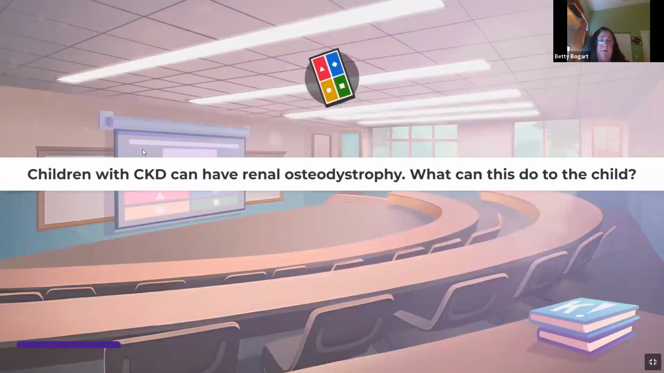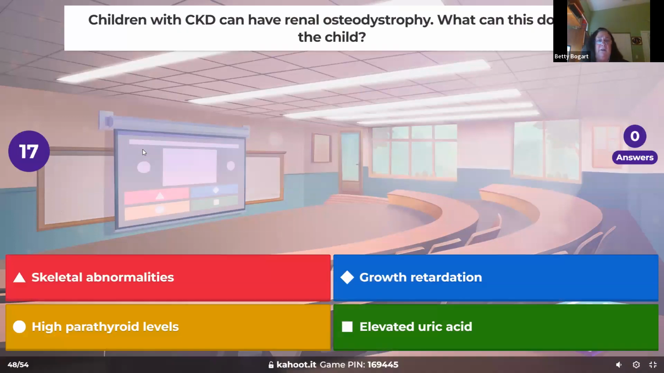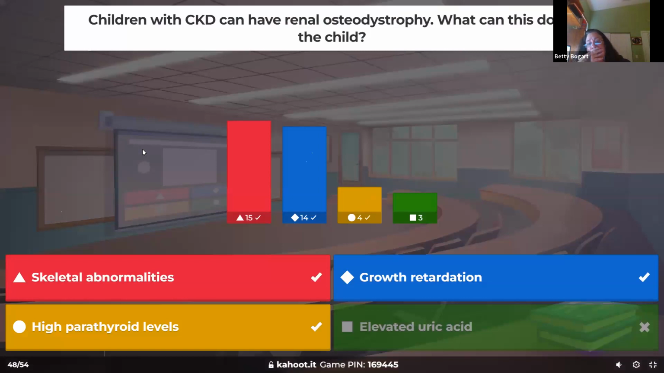Children with chronic kidney disease can have renal osteodystrophy. What can this do to a child? What does osteo mean? It means bone. Dystrophy is an abnormality. So what can that do? Think of what the word is saying. And it could be high parathyroid, which is high calcium. You're going to see skeletal abnormalities and growth retardation. It could be crooked bones, short bones, and we know that calcium is also going to be crazy on these. Because remember, parathyroid is all about calcium regulation.